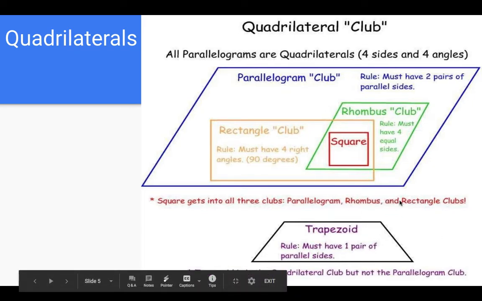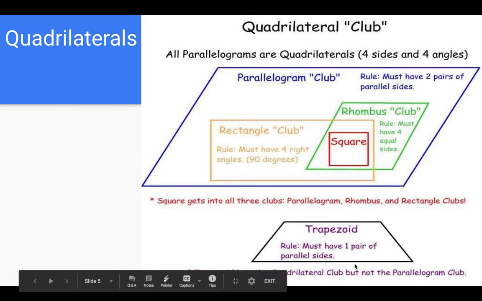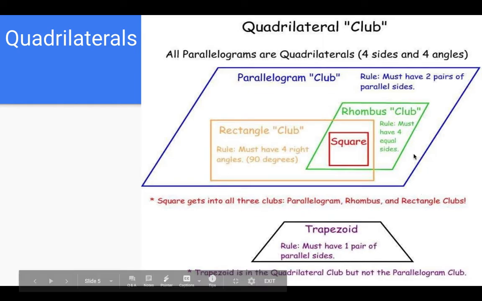Also, don't forget that a trapezoid is also a quadrilateral, but it's not a type of parallelogram, and it has 1 pair of parallel sides. So you need to remember those things. The more you know this, the easier these next slides will be. So make sure you spend some time with this, getting to know it and studying it if you haven't yet.